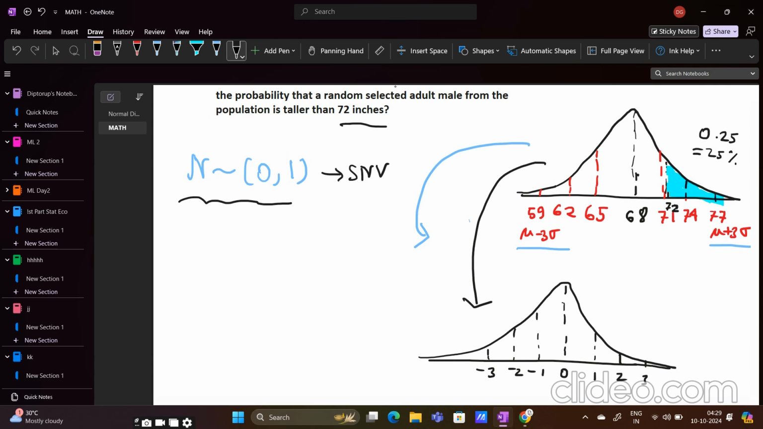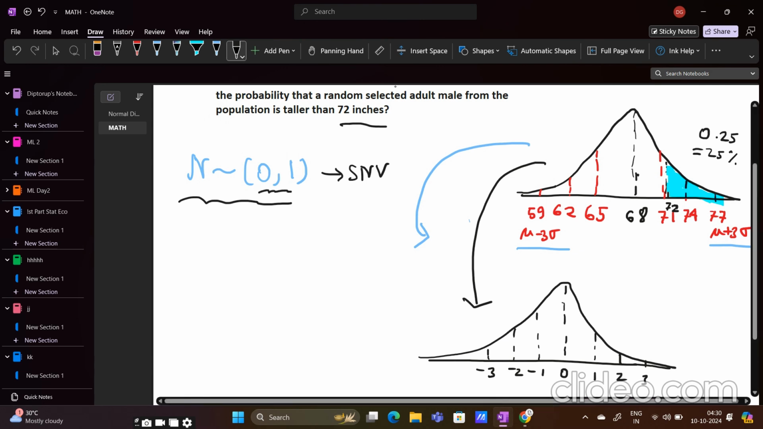At first, what will I do? I will convert it into a standard normal variate. I will convert this normal distribution, which is already given in the question, into a standard normal variate. For converting it, you just have to apply this.